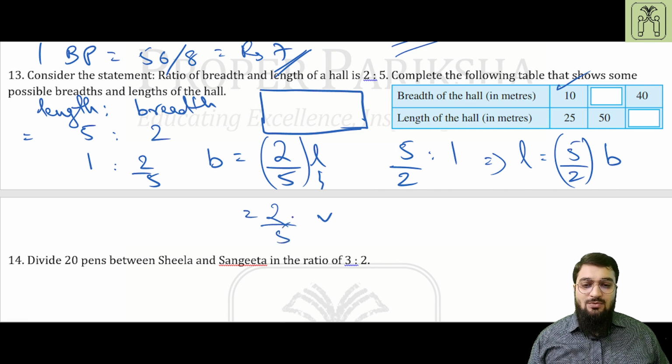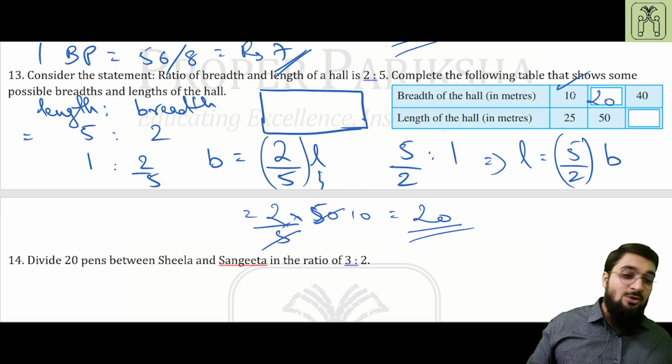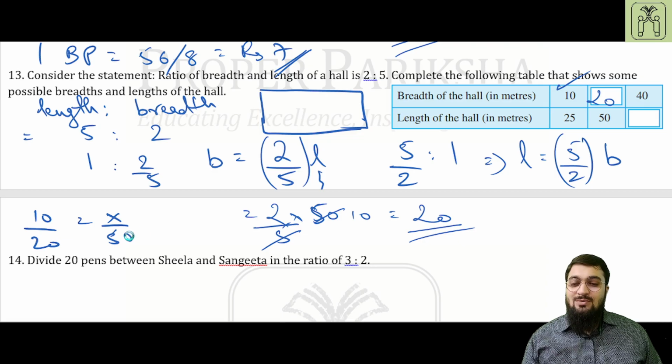So 2 upon 5 into 50, and this will give 10, so it will be 20, and this is the answer. 20 upon 50, this will be 20, sorry. So here also you can see that if we try to solve it from here, we have 10 upon 20 is equal to x upon 50. So we will have x is equal to 10 upon 20 will become 1 upon 2. So 50 upon 2, and that will be the answer as 20.